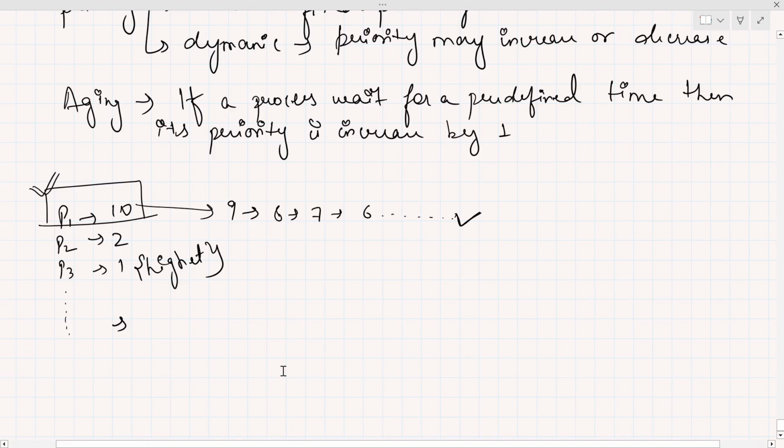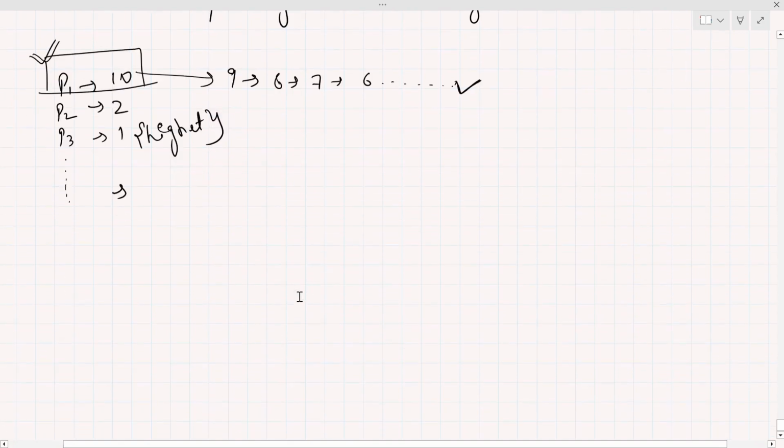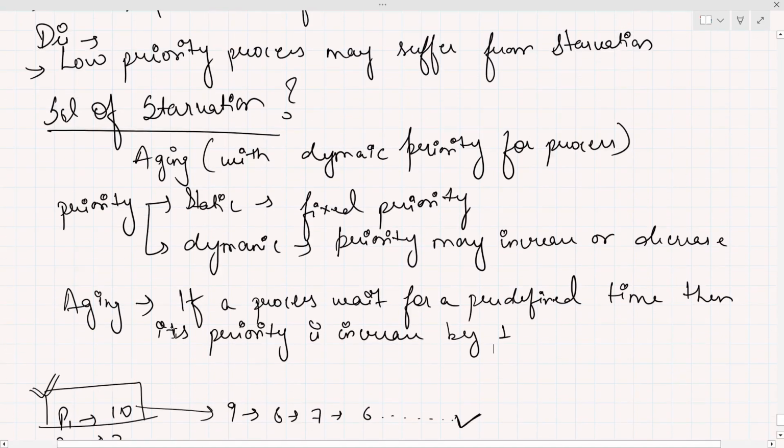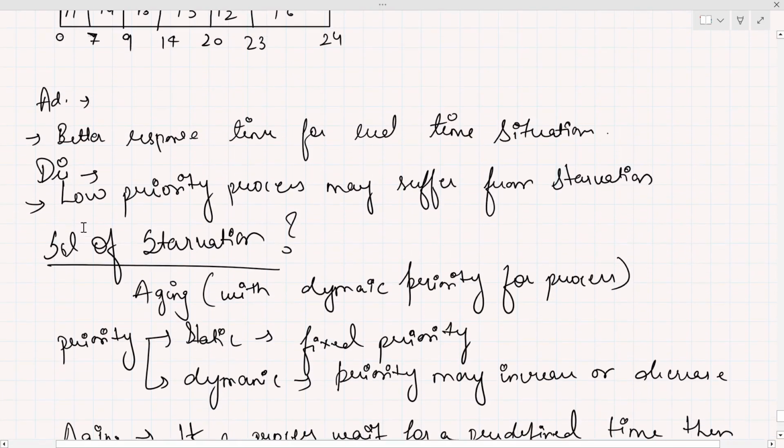I hope it is clear to you. If you want to write an explanation yourself, you can write it like this: after waiting for a long time, the increase in priority will make the process the highest prioritized process, so at some point of time that process will definitely get the CPU. You can write it like this as well. So this is aging. This is the advantage and disadvantage of the priority based algorithm. This is all about the priority based algorithm.